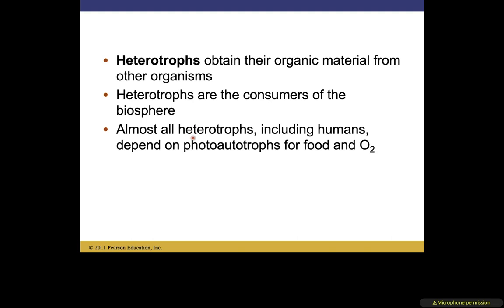Almost all your heterotrophs, including human beings, are going to depend on photoautotrophs, meaning you could get rid of all of the heterotrophs in the world and life will still continue because the autotrophs can make their own food. But if you get rid of all the autotrophs in the world, that's it, because there's a finite amount of food available for those heterotrophs.